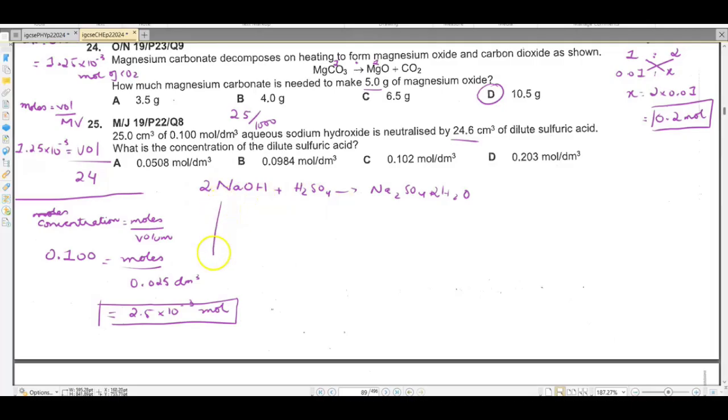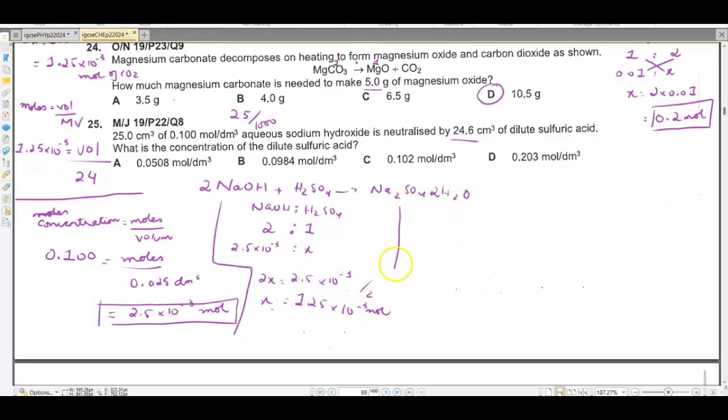Okay, so here we know that from a balanced equation, if we write NaOH and H2SO4, 2 moles of NaOH were there and 1 for H2SO4 was there. So 2.5 into 10 raised to the power minus 3 moles of NaOH are there, so moles of H2SO4 have to be found. So this is 2x is equal to 2.5 into 10 raised to the power minus 3. So when we divide this by 2, we find the number of moles of H2SO4: 1.25 into 10 raised to the power minus 3 moles.